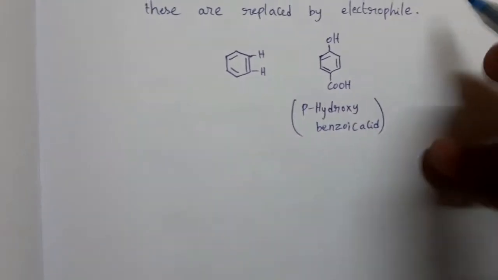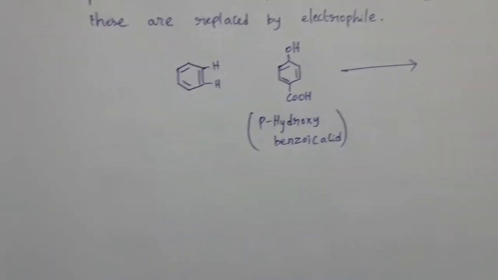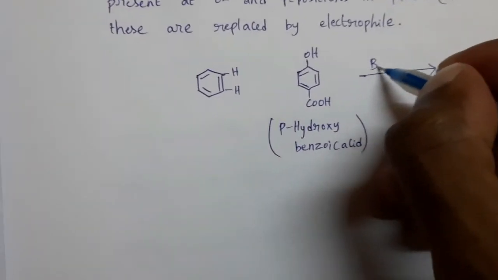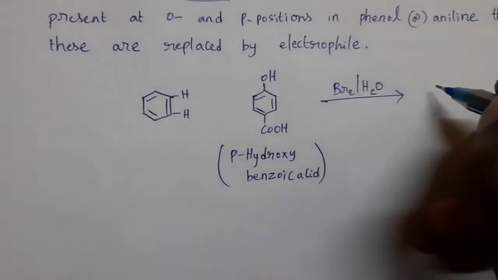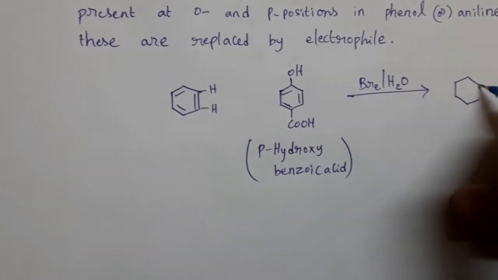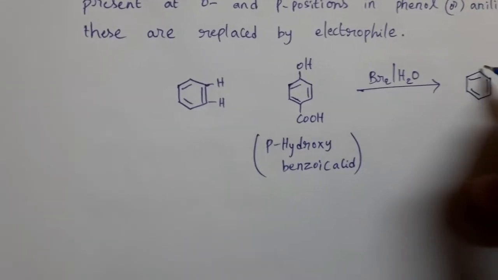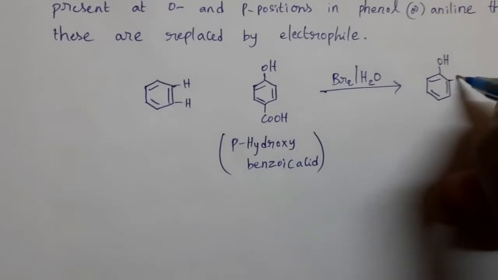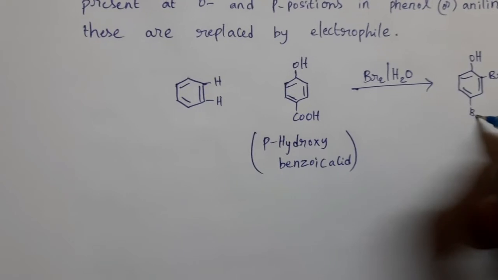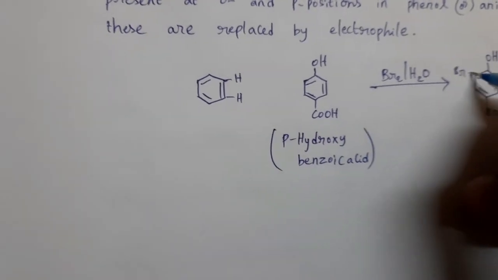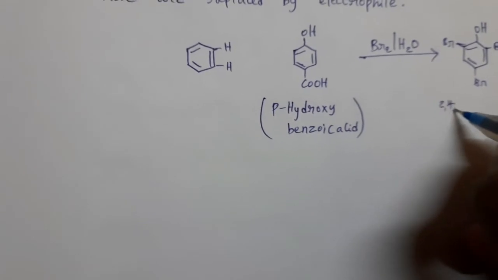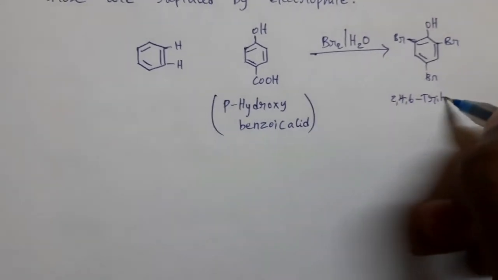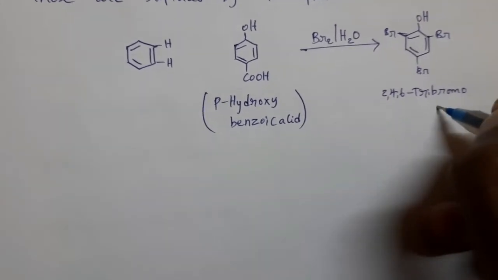Now, this compound is treated with bromine water. Then we can get this product, OH, Br, Br. See here, this is 2,4,6-tribromophenol.